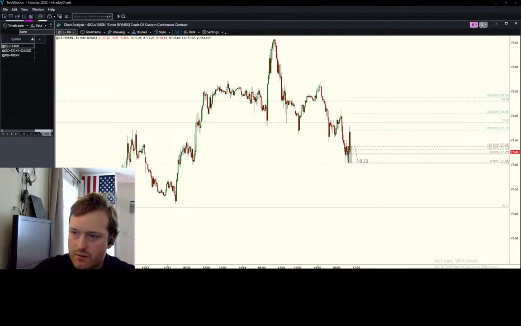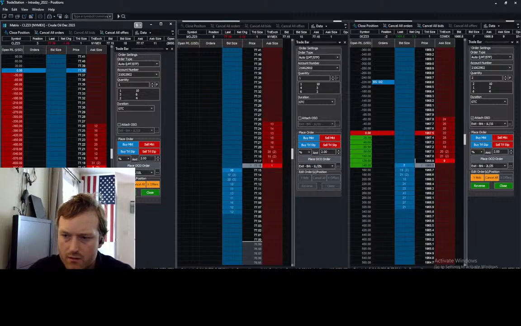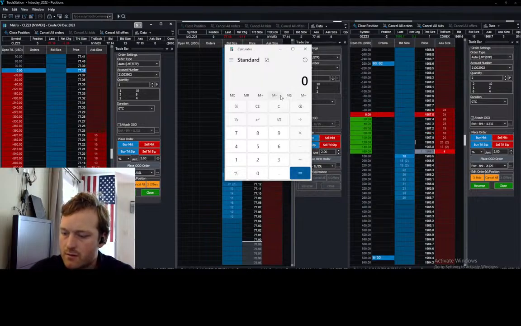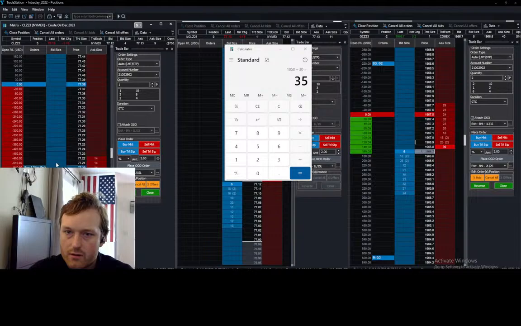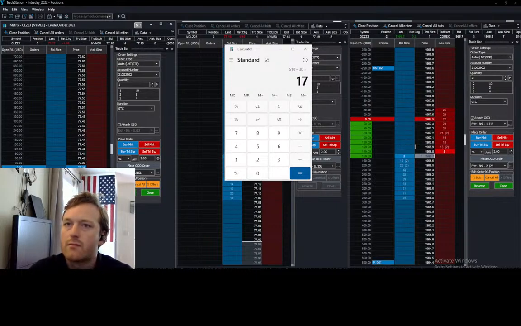This is a 15-minute, 5-minute. Risk 7703. 1050. 1050 divided by 30 is 35. Target is 510. 17. GC short.